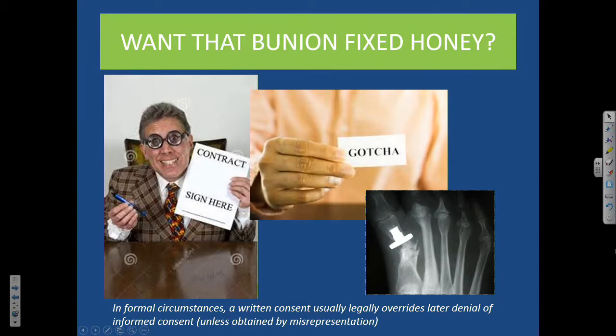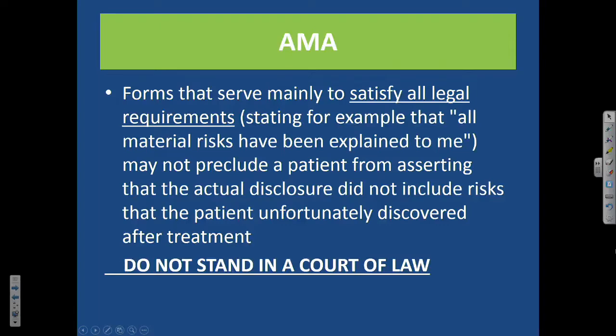And typically, a written consent form does tend to legally override a later denial by the patient that they were unaware of certain circumstances. However, this does not apply if there has been misrepresentation. For example, telling a patient that they could undergo an arthrodesis of their great toe joint and they'll be wearing high heels and dancing in 10 days. This would obviously be difficult to support as an informed consent decision.